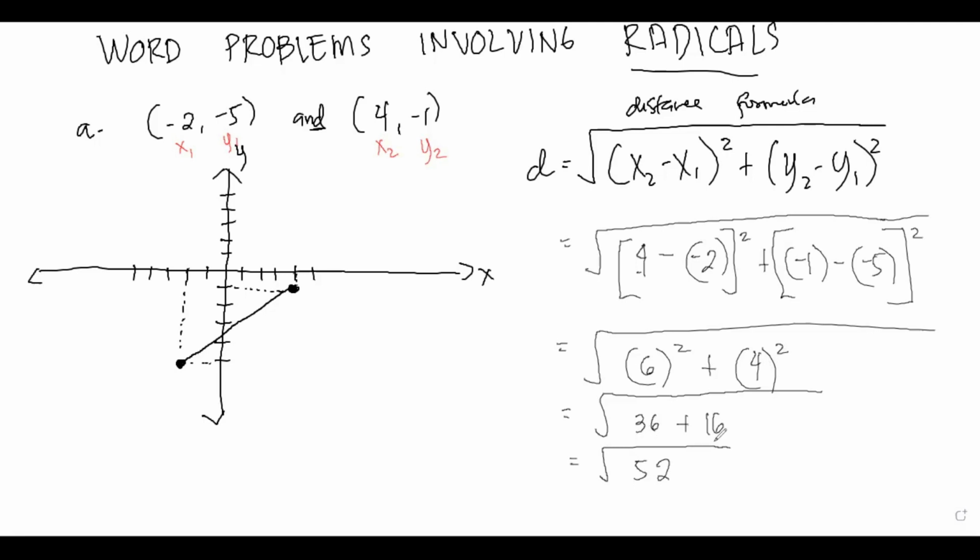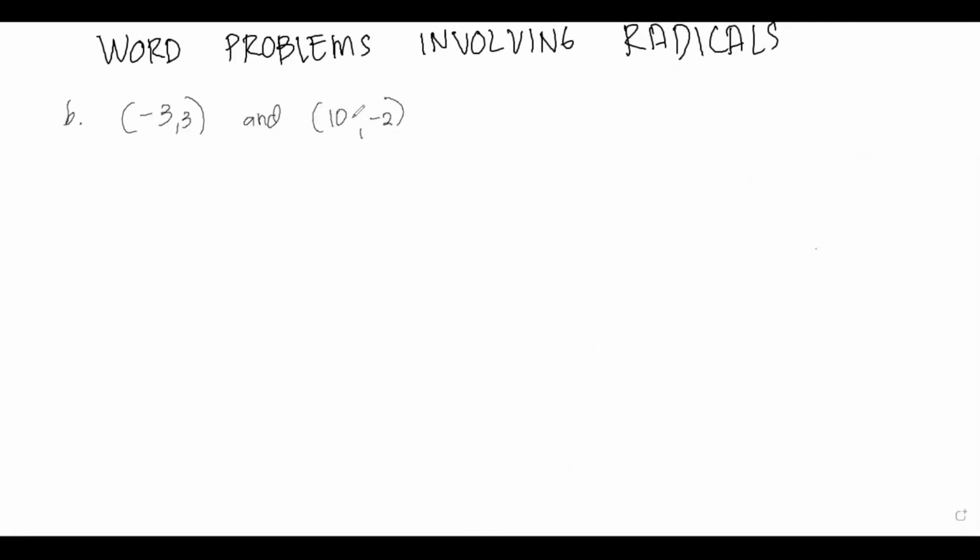What are the factors of 52 wherein one of those factors is a perfect square or has a square root? It's 4 times 13. And 4 has a square root which is 2. So mapupunta na sa labas si square root ni 4. We have 2, matitira sa loob si the square root of 13. Therefore, the length of this segment is 2 square root of 13. So as simple as that. Let me give you another example.